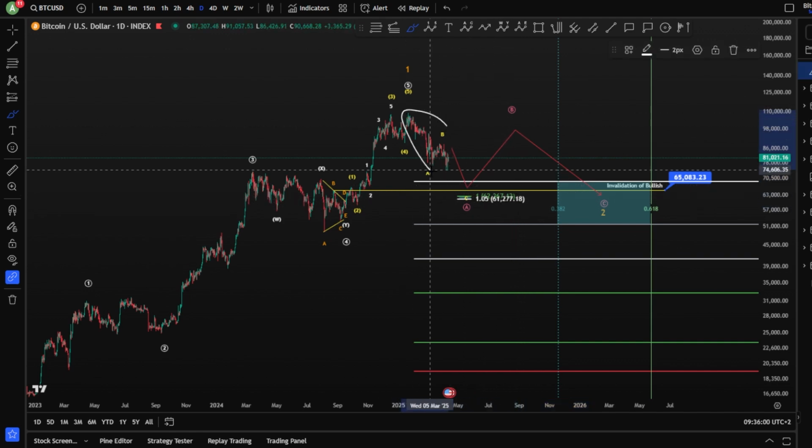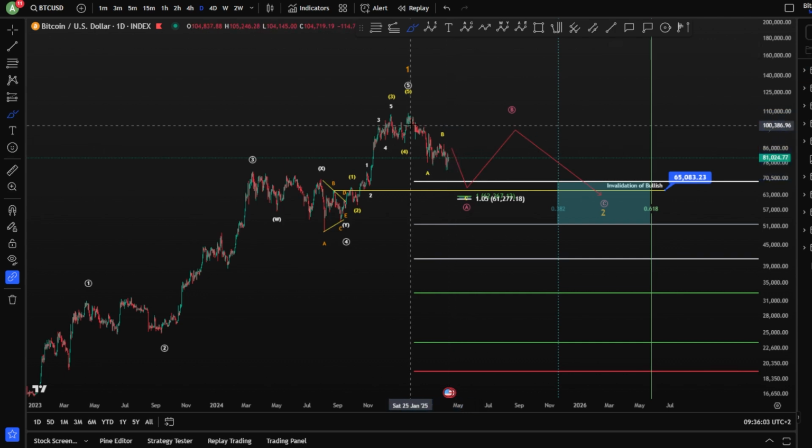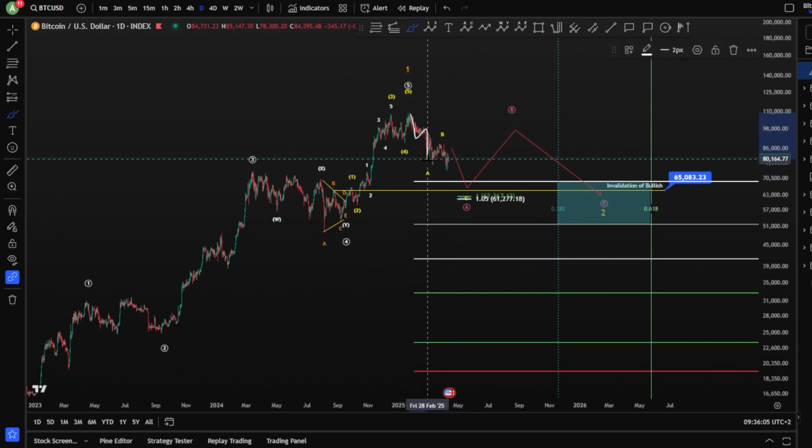Now, currently, this is a very complex structure that we are looking at. We can see clearly 3 waves finished already here for a wave A. We are looking potentially for 3 waves up as a running flat or WXY, finishing a wave B.